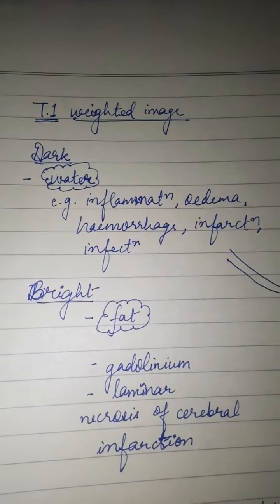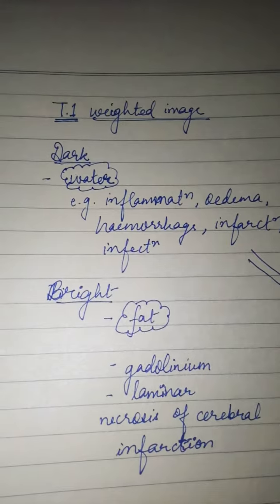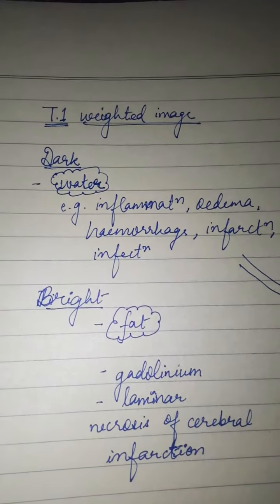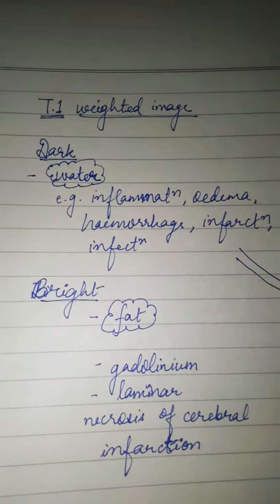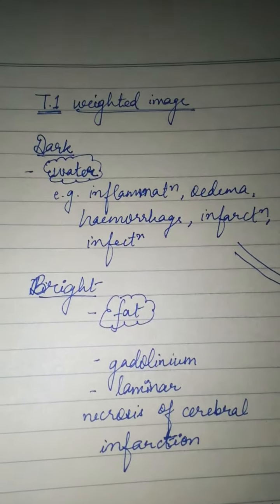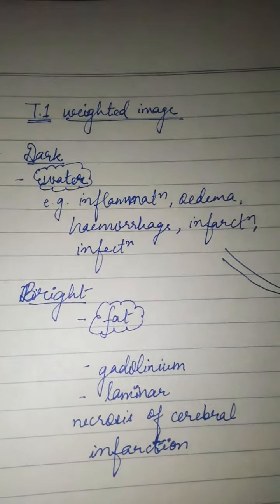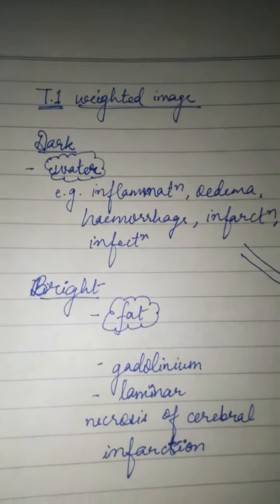So, here I have stated the examples of abnormal conditions where water may be increased, that is any kind of inflammation, any kind of edema or swelling, any kind of hemorrhage, infarction, and infection.